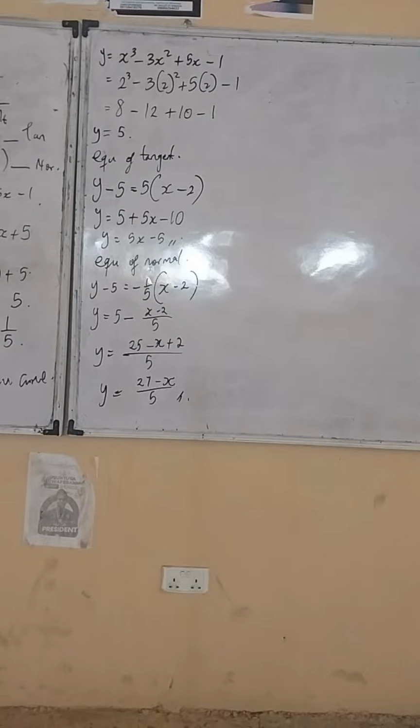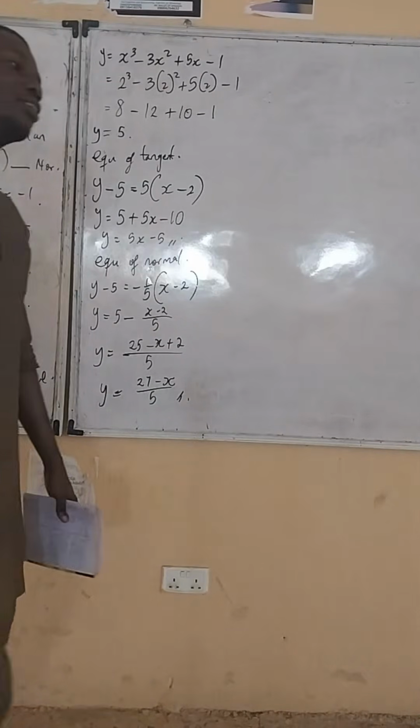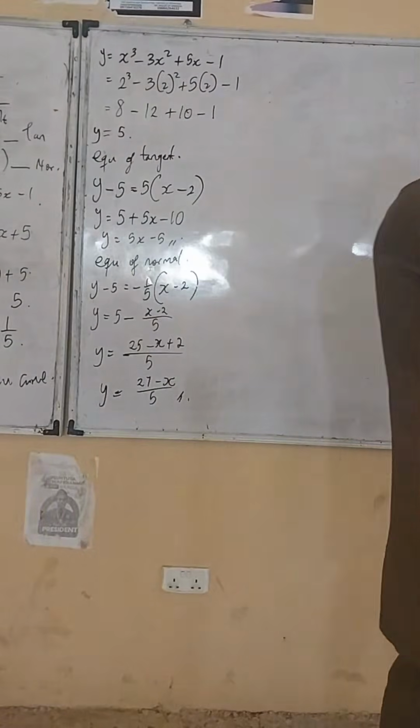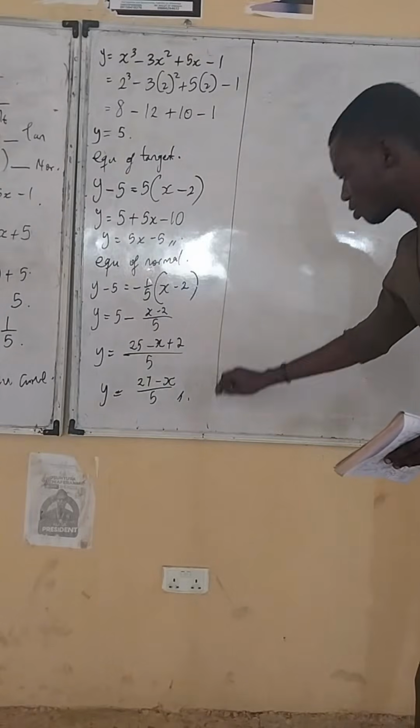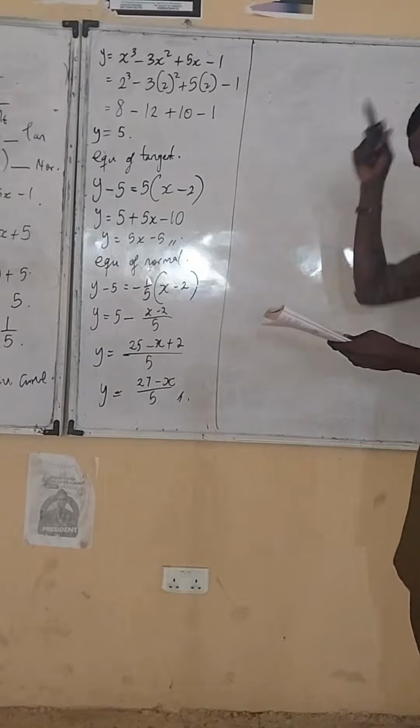That's for implicit. This is for explicit. Explicit means the y is already outside. Then implicit means the y will be inside the function. So let's check the question.